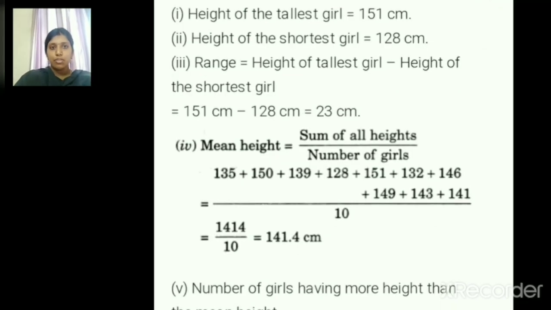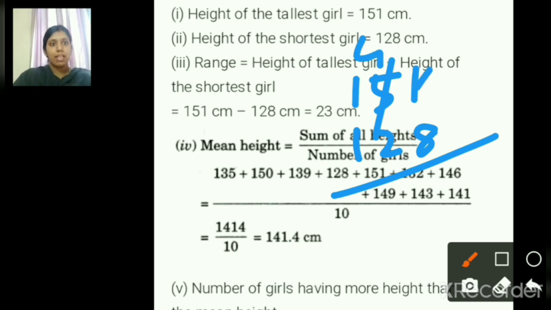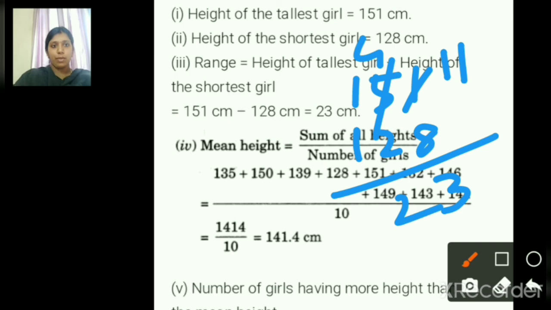Now we will move into the solution. See, children, solution. So the tallest girl is 151. Okay, the shortest girl is 128. That is the second subdivision. Third one, range. So the height of the tallest girl minus the height of the shortest girl. So 151 minus 128. When you subtract them, this becomes 4 and this becomes 11. So 11 minus 8 is 3, 4 minus 2 is 2. So 23 centimeter is the range.